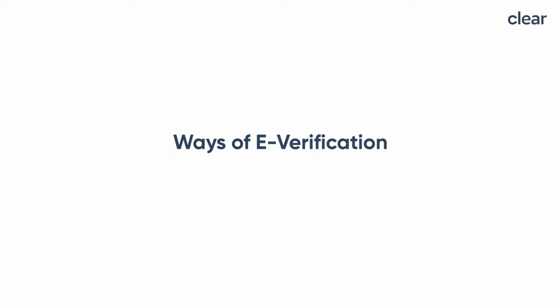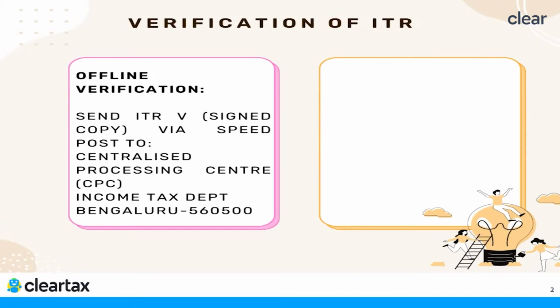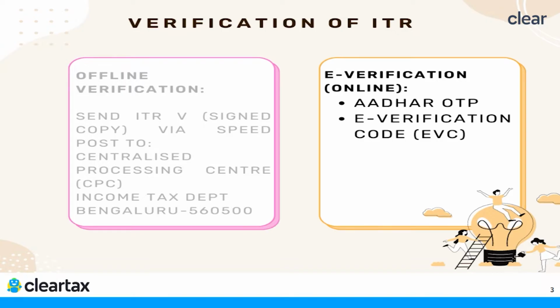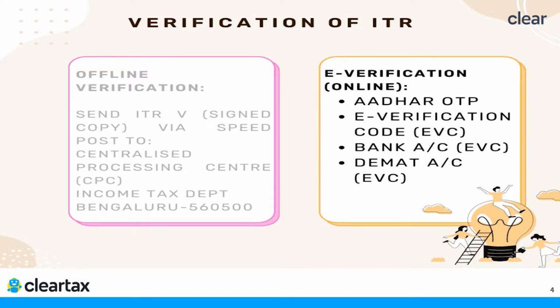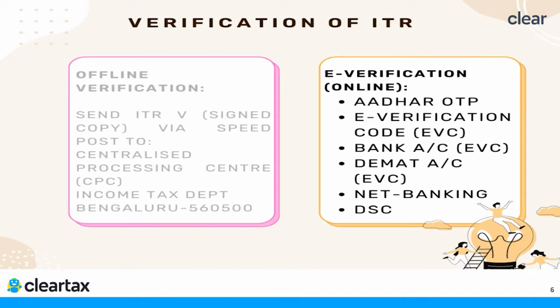Now let's have a look at various ways you can use to verify your returns. For verification of your return, you can either opt for manual verification, which can be done by signing the ITRV and sending a copy to CPC Bengaluru through Speed Post. Or online verification can be done either using OTP received on the mobile number linked to your Aadhaar, this is known as Aadhaar OTP, or by using an electronic verification code also known as EVC, and one can generate EVC using bank account or Demat account. You can also e-verify it through NetBanking or through DSC.